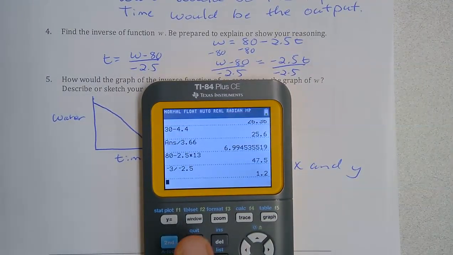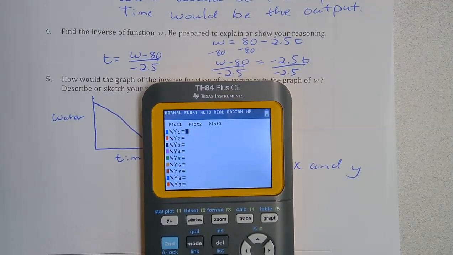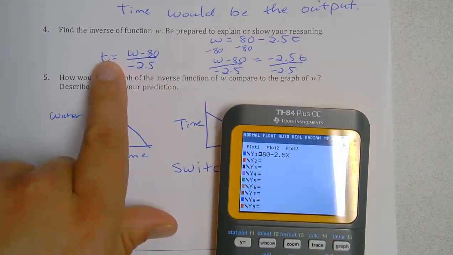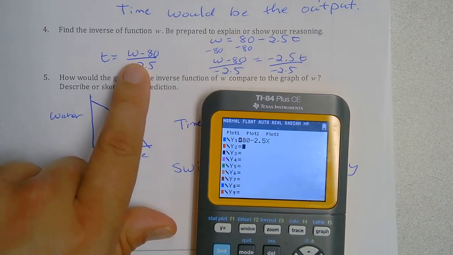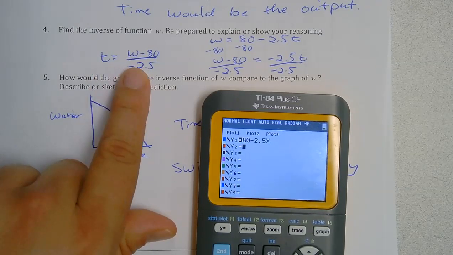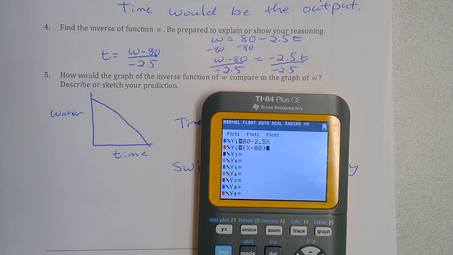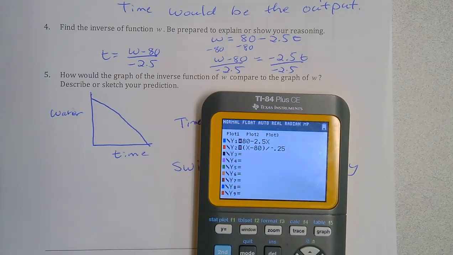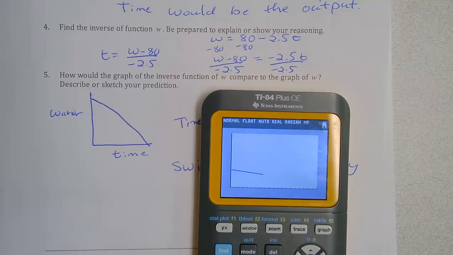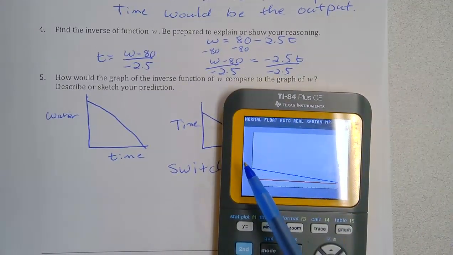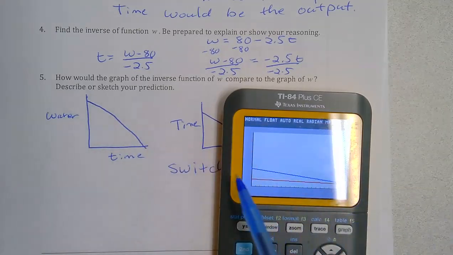So we can actually graph that to see. Here we had y equals 80 minus 2.5x. And our other function was t, but we can just leave that as pretending that it's y. So we would put W minus 80 in parentheses, so x minus 80, and then divide by negative 2.5. And then graph that. And it did switch those. So if you notice, this was long, and then it switched to be the other way.